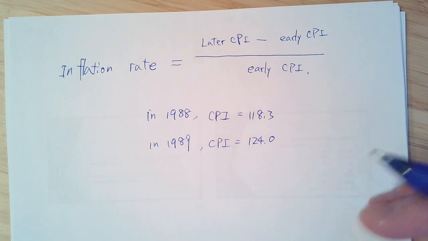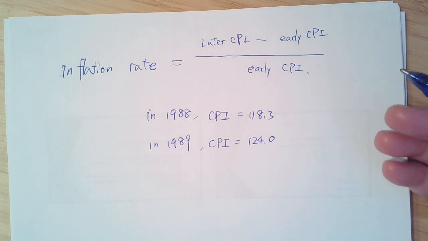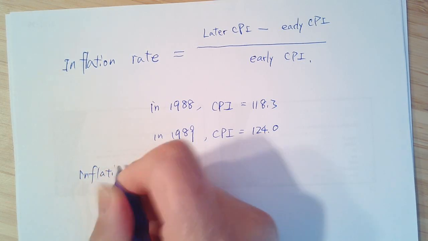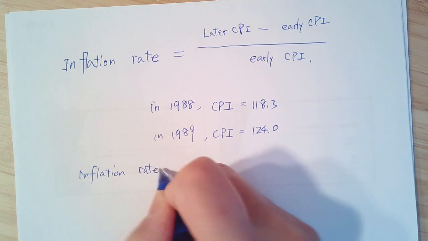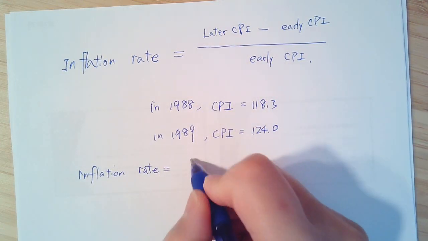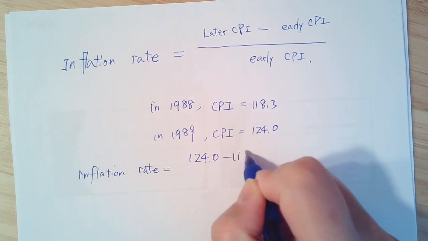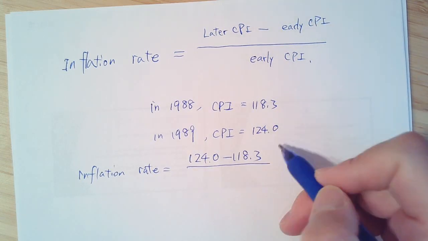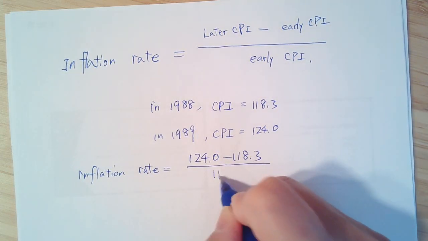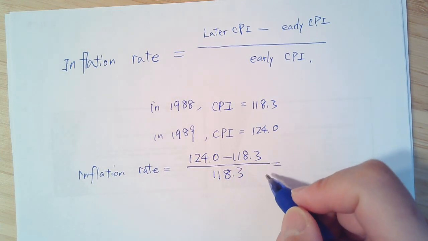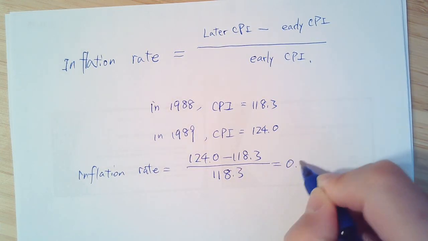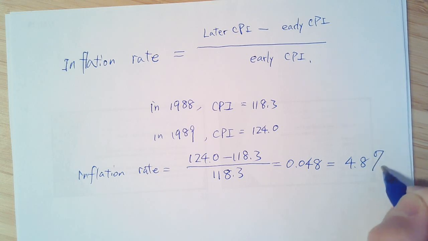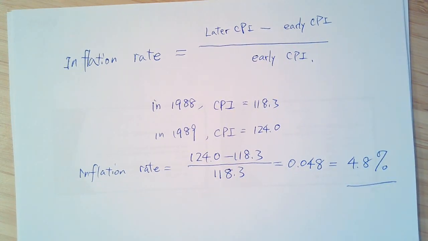Inflation rate, how fast the price goes up. Make sense? So the inflation rate will be the later CPI minus the early CPI, so it's 124.0 minus 118.3, divided by the early CPI, because we compare with this. We go from 88 to 89, so that is the reference value. That's the early, okay? And then the number is 0.048, about 4.8%. So this is the inflation rate from 88 to 89.